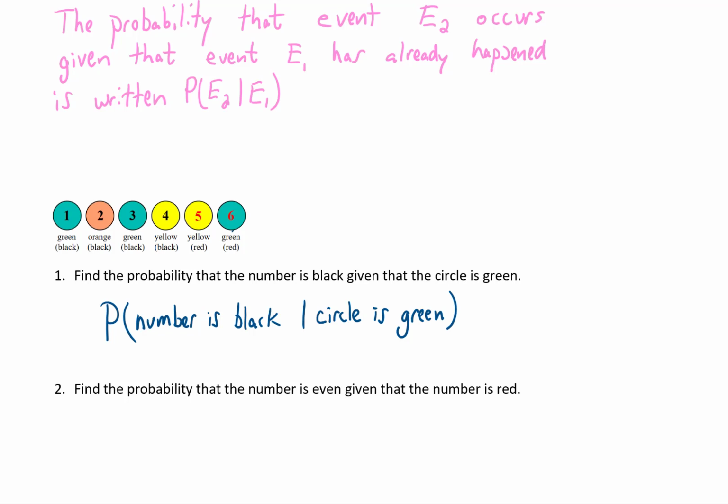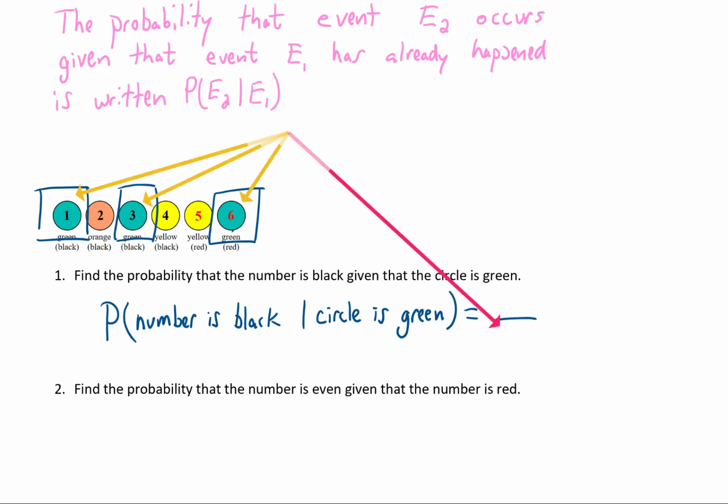So we can go up here to our sample and look at all of the elements that have a green circle. Then we can just focus in on those 3 green circles and ignore everything else. And then ask the question, what is the probability that our number is black? Well, we have 3 green circles total, and of those 3 green circles, there are 2 that have black numbers. So our probability is going to be 2/3. So if we're already given that our circle is green, the probability that our number is black is 2/3. Let's take a look at the next one.